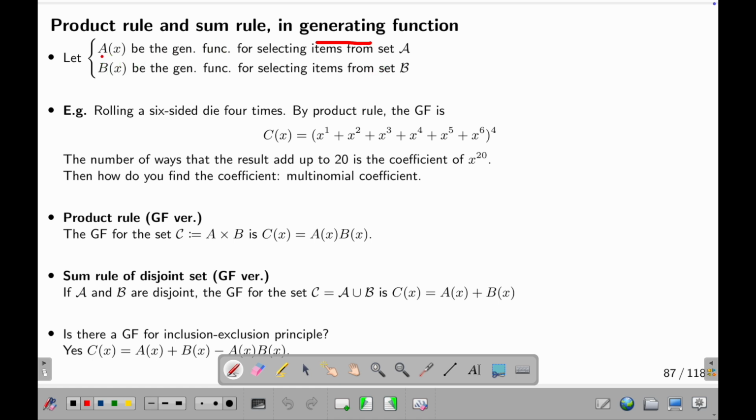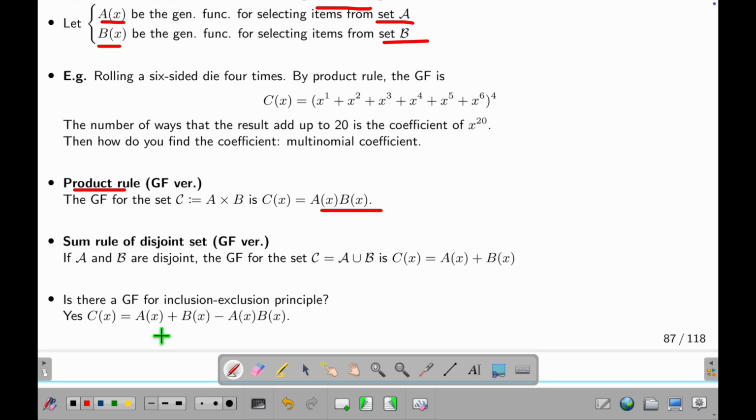And if I have A(x) be the generating function for selecting stuff from a set A, and if I have B(x) for the generating function that selects stuff from set B, what are the possible ways to select both A and B? It is the product rule, but the generating function version is just multiply them. What about the inclusion exclusion principle? Yeah, you just do this. What about the sum rule? Yeah, you just do this.